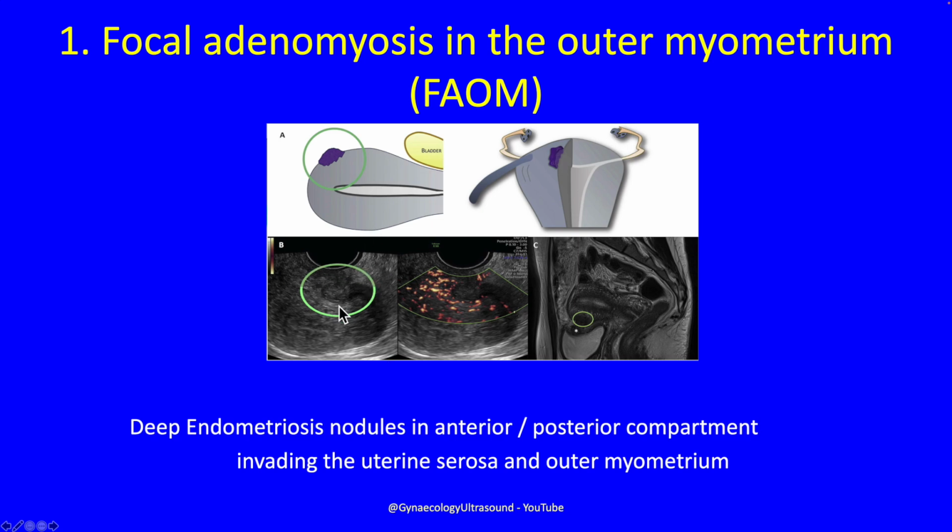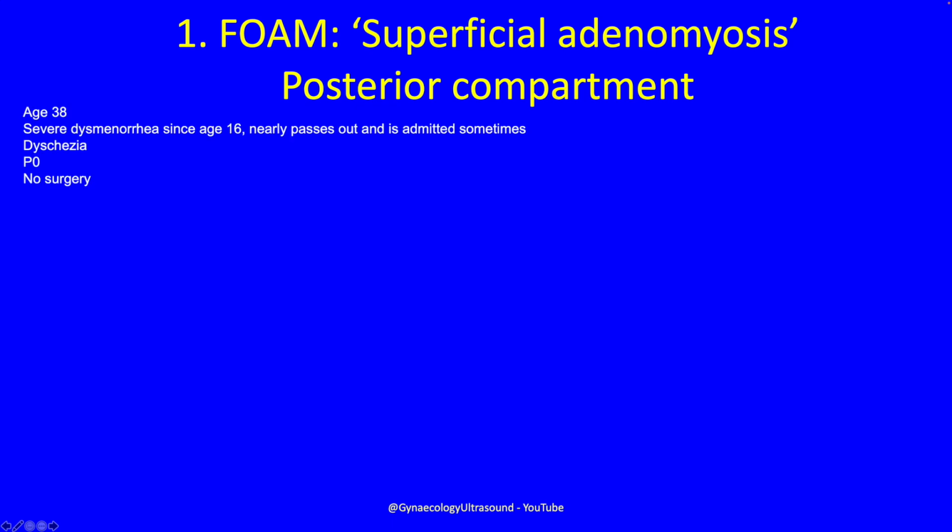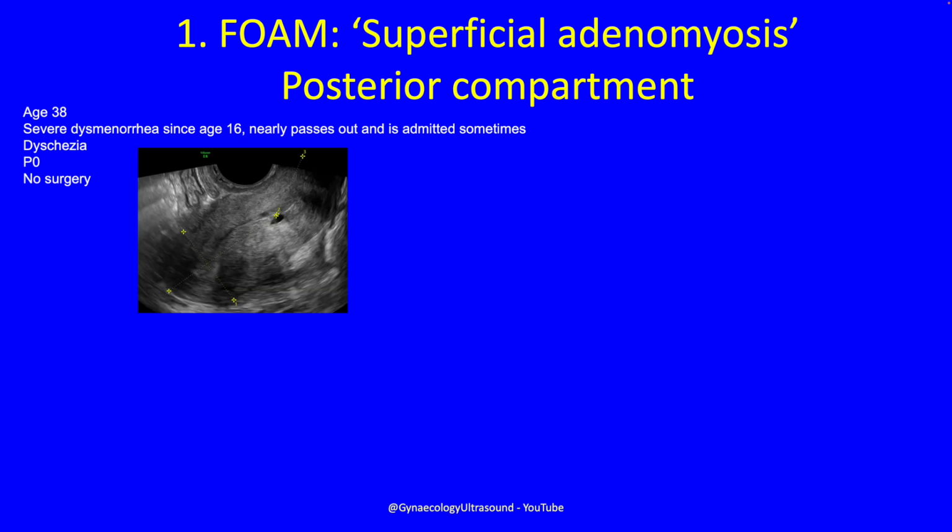So here is a retroverted uterus, and this is growing into the back wall of the uterus, and it's often in combination with a bowel nodule. So I'll show you an example. This patient was 38, had horrendous periods since she was 16. When people pass out and get admitted to hospital, you know this is very abnormal, and there's going to be something to find. Severe pain on opening her bowels during a period, that's called dyschezia. No children, and she'd never had any surgery.